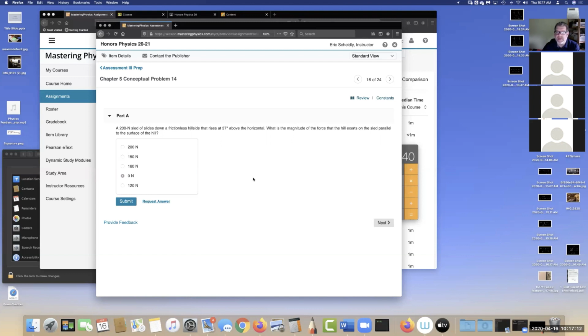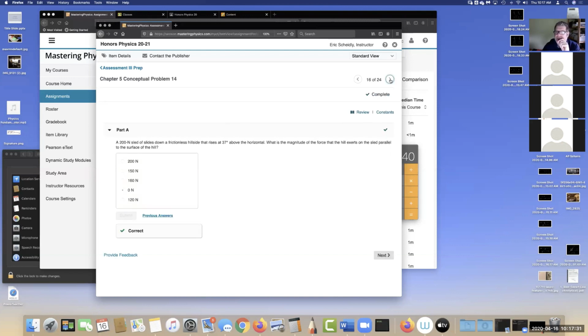It means perpendicular. So when it asks me, what is the magnitude of the force that the hill exerts on the sled parallel to the surface, the answer is immediately 0, because the force that the hill exerts on the sled is completely perpendicular to the hill. Some people call that a trick question.